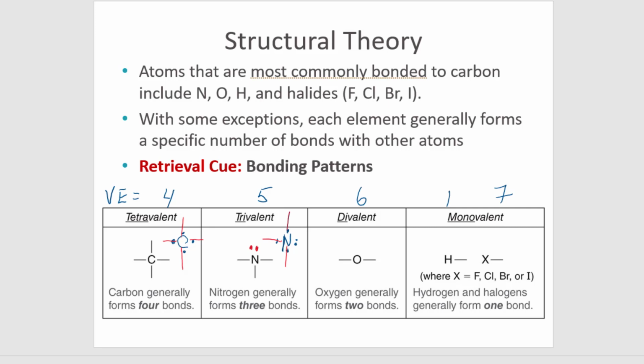How about oxygen? Oxygen has 6 valence electrons. 1, 2, 3, 4, 5, 6. So we can see that it needs 2 bonds. And it has 2 lone pairs remaining. So I could draw those lone pairs into the structure here. So these are the typical bond trends. And when you see these atoms in their bond trend, there is no formal charge attributed. They're happy, they've got their octet, and life is good.